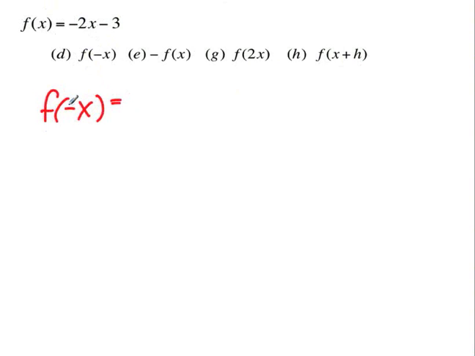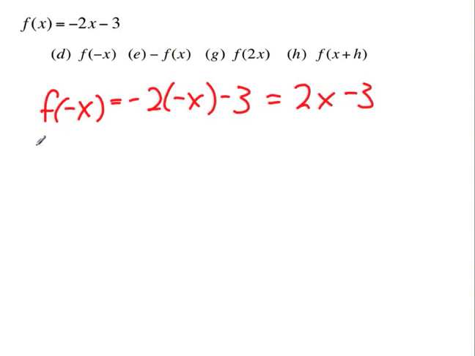So if that's what I did on this side, I have to do that with the other side. Anytime I see an x, I'm going to replace it with a negative x. Now don't forget the parentheses, otherwise it's going to be a whole different problem. So make sure you keep your parentheses. So this is going to be negative 2 times negative x, which is just 2x minus 3. And that is f of negative x.